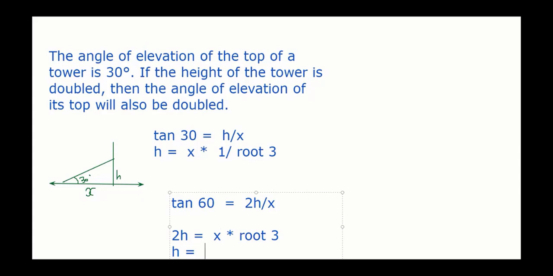Because our h was x by root 3. It cannot be x into root 3 by 2. So it cannot work like this. It is wrong. False. h is not x root 3 by 2, right? Wrong.